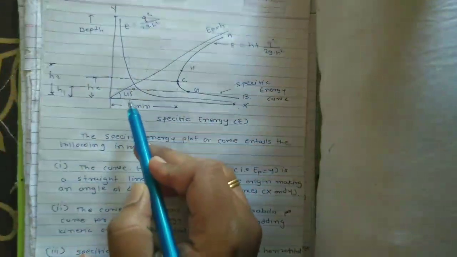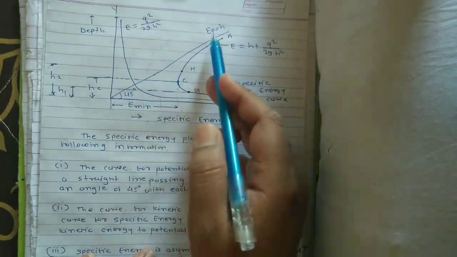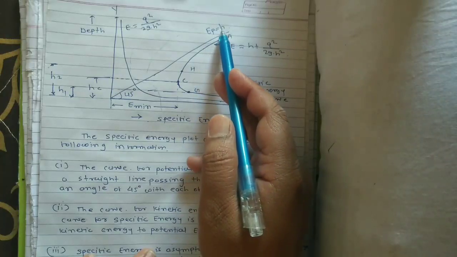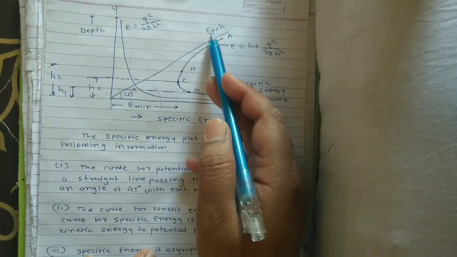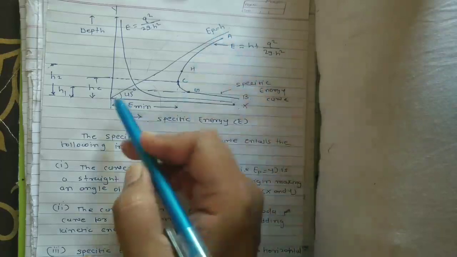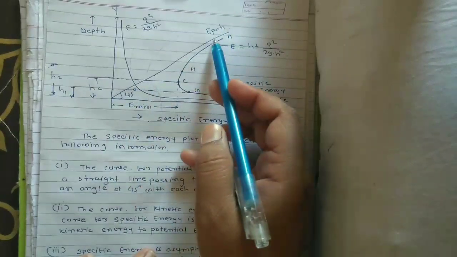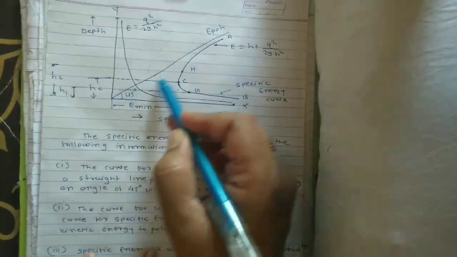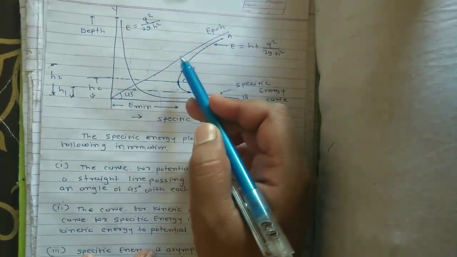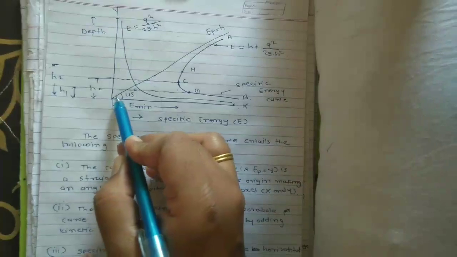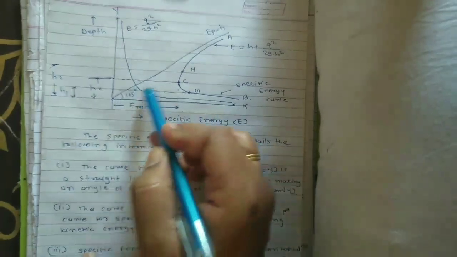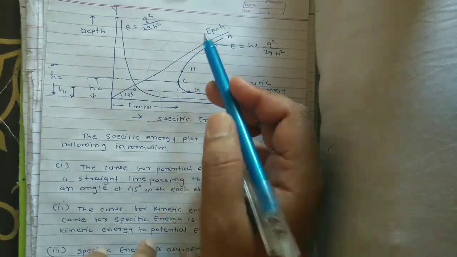This curve is the potential energy curve, right? Now this EP is directly proportional to h, so this potential energy will vary linearly, so the curve is linear like this, because it is directly proportional. So we'll get a straight line, a linear variation. This line makes an angle of 45 degrees with the x-axis. So we'll get this potential energy curve.